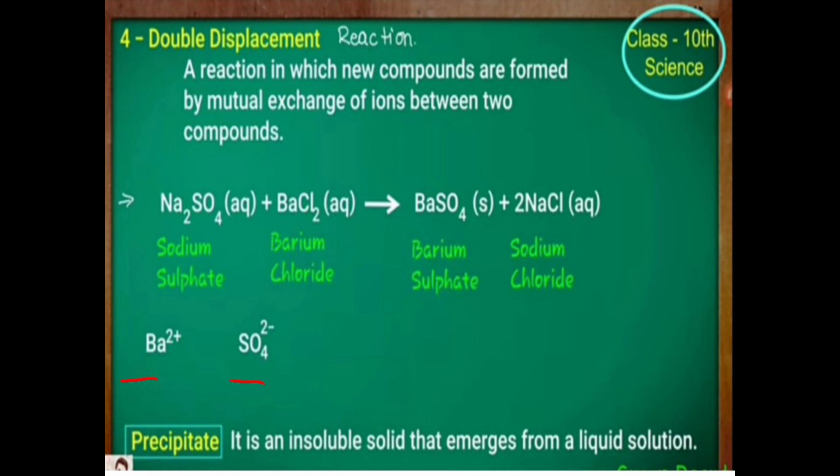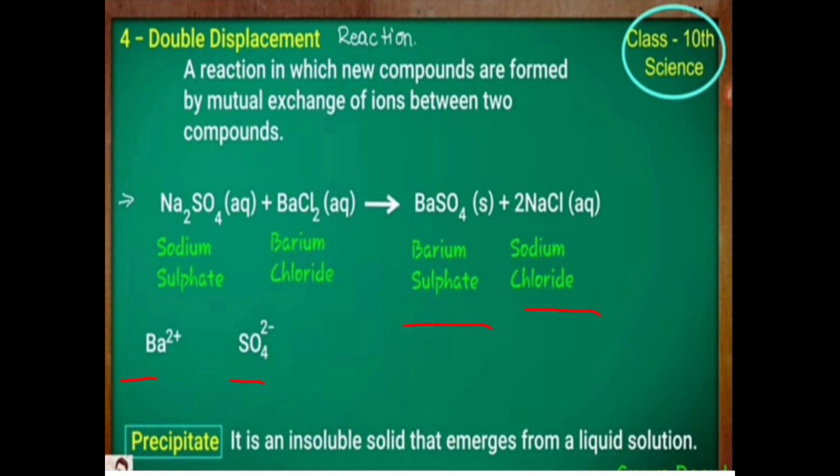So what happens? The sulfate from the sodium changes to BaCl2, that is, it moves with barium. The sulfate ions move with the ions of barium, so it forms barium sulfate, and the chloride ions move with the ions of sodium, so it forms sodium chloride.